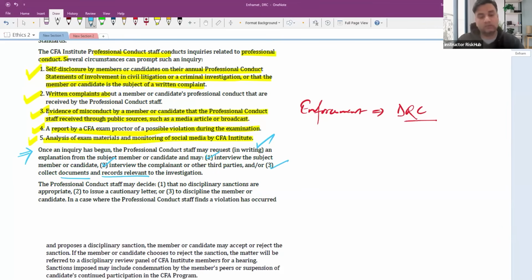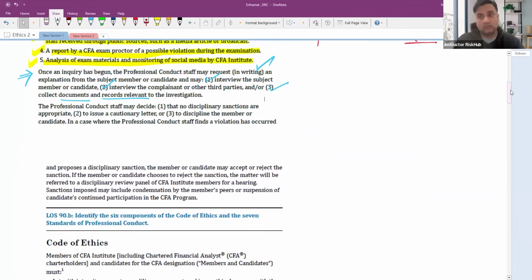Do not suspend you during your investigation. So there's no action taken during investigation, right? But they need all the documents and proof before they make a decision.